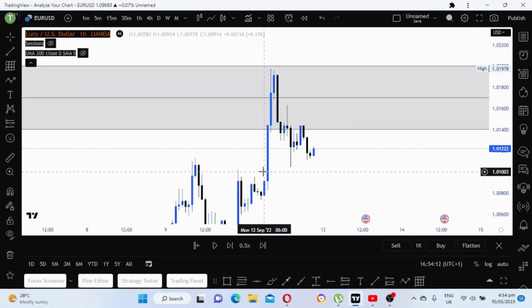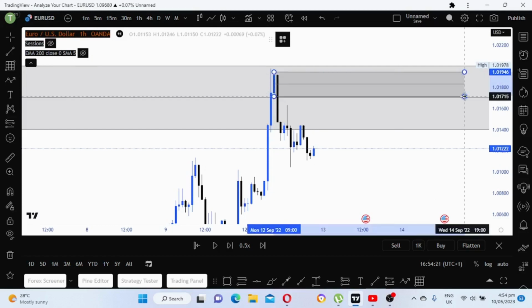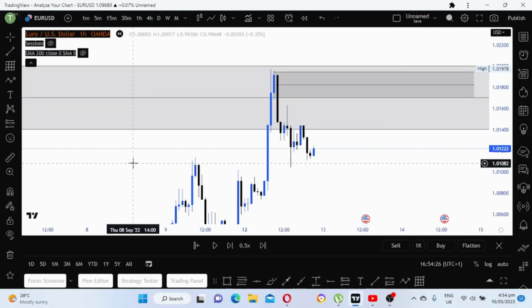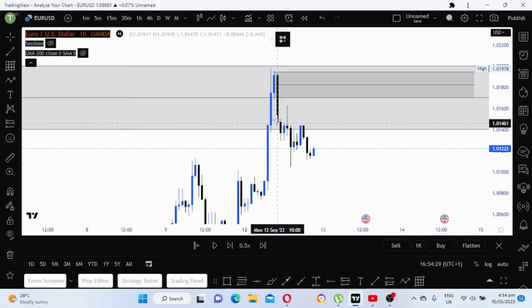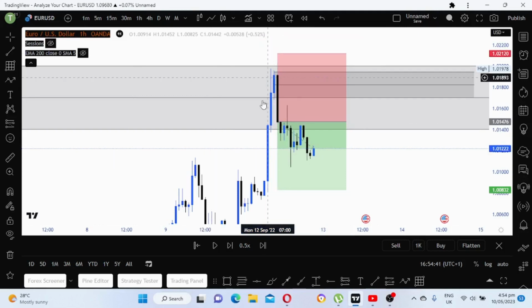As for me, I enter aggressively. You see here, this is the refined H1 supply zone. I just go in after I see a bearish engulfing candlestick pattern here. I would have entered and my stop loss is just above this zone, just above this zone to be safe.